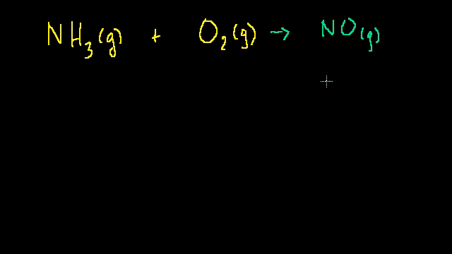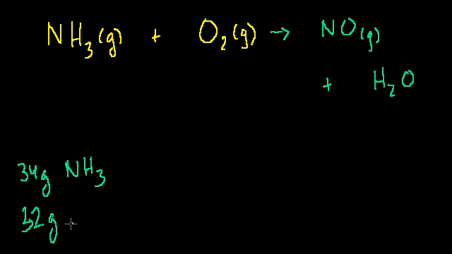So plus some H2O. And we're told that we're given 34 grams of ammonia. This is the ammonia right there. So 34 grams of ammonia. And we're given 32 grams of oxygen. And this is going to be the oxygen molecule, O2. So the question is how many grams of nitrogen monoxide, or the nitric oxide, are going to be produced? So how much of the NO, just the NO, is going to be produced in grams?